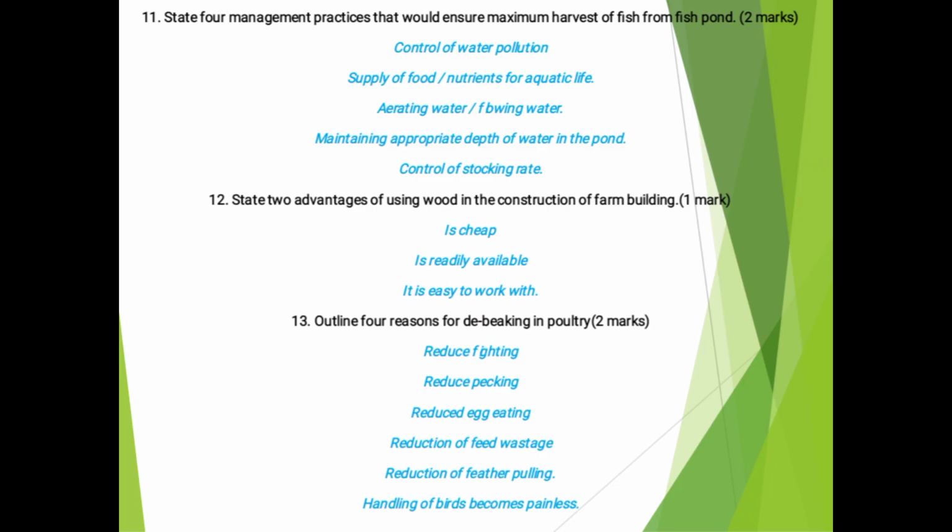Next question. State 2 advantages of using wood in the construction of farm buildings. Now, we all know that wood is cheap compared to other materials such as stones and even metal. Then wood is readily available, as we can just go and do lumbering in the forest and anywhere else. It is easy to work with wood compared to when you are working with metals and other masonry materials.